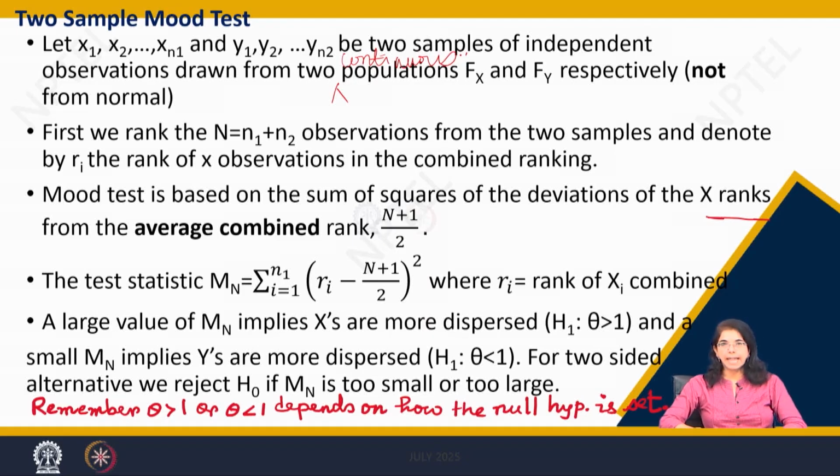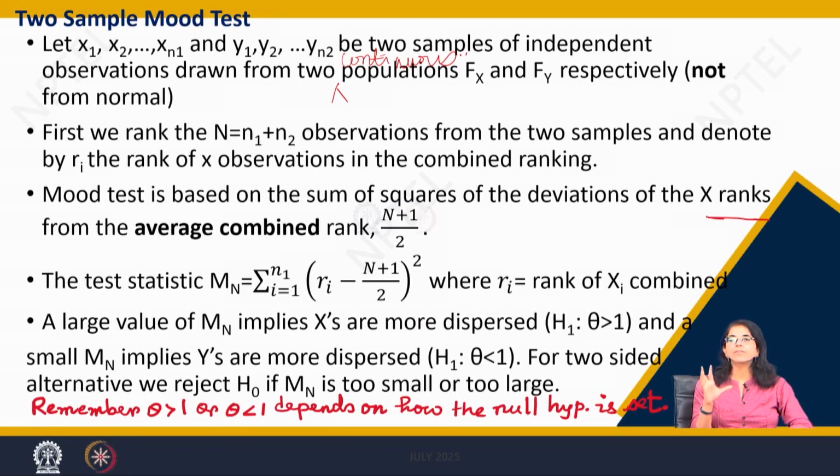First, we rank the n = n1 + n2 observations from the two samples and denote Ri the rank of the x observations in the combined ranking. You can take Ri as a y observation, but you have to stick to one sample, and that's what I did. I have taken the x observation as my point of concern. So, Ri is the rank of the x observation. The Mood test is based on the sum of the squares of the deviations of the x ranks from the average combined rank, (N+1)/2.